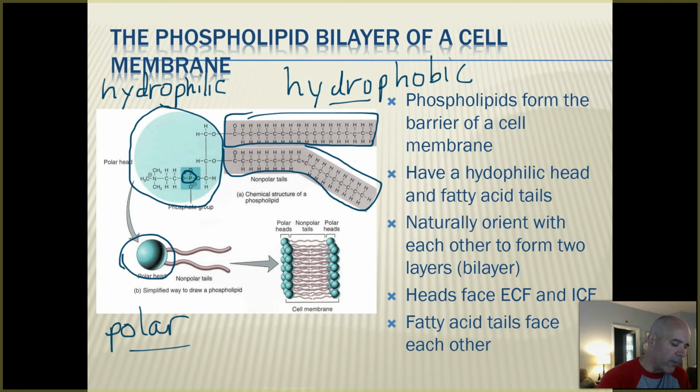And all polar means is you've got a molecule or a portion of a molecule where it's positively charged in one location, negatively charged over on the other side. Kind of like a battery. You have poles on a battery, a positive pole and a negative pole, like on a car battery. Same thing here, a polar molecule or a polar portion of a molecule like a phospholipid has a positively charged area and a negatively charged area.